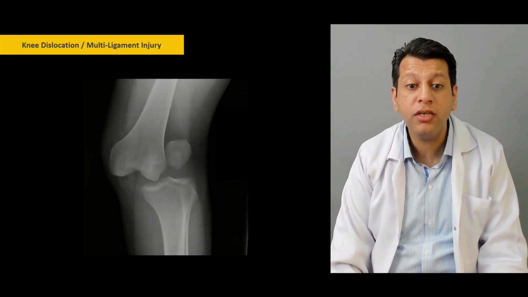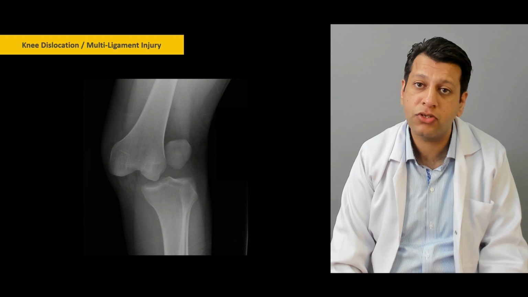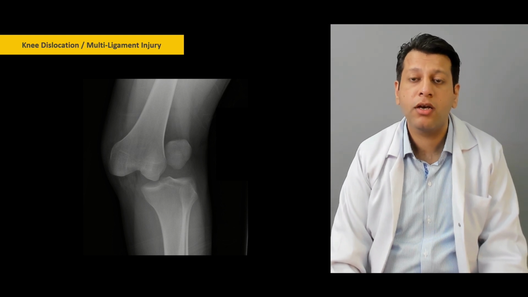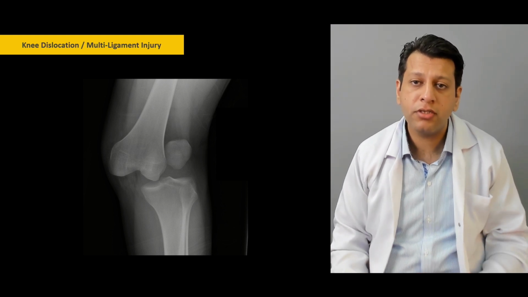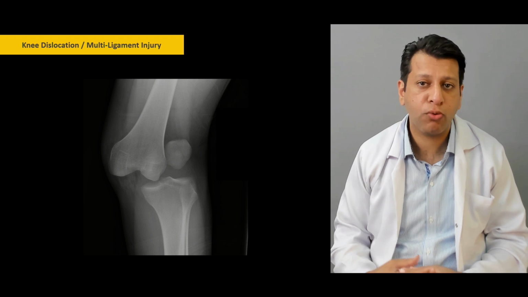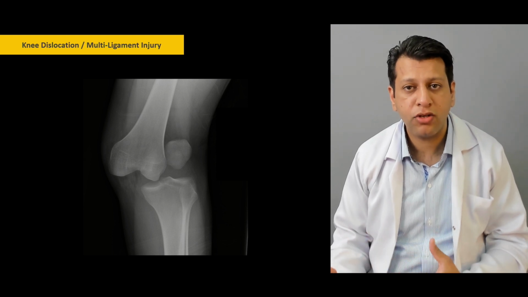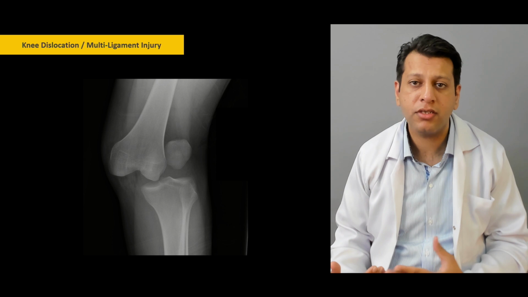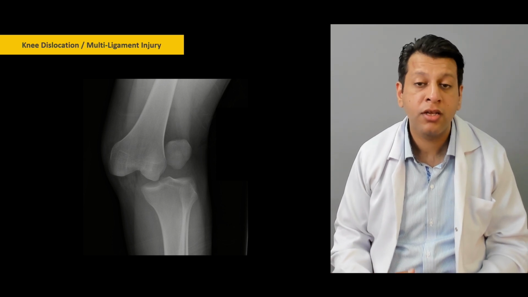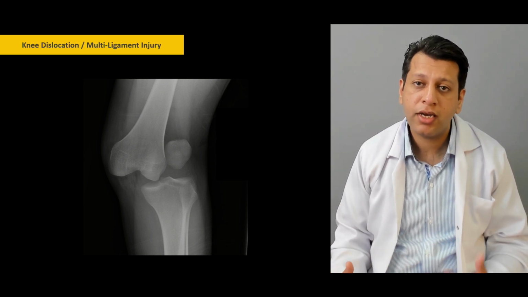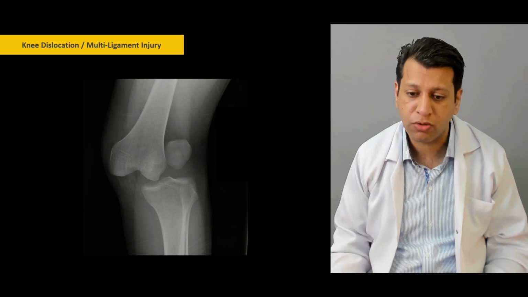Now coming to the knee dislocation and multi-ligamentous injury. Usually, even the isolated ACL, PCL is easy to manage. Even in the case of sports, there's always either anterior medial complex injuries or lateral complex injuries as well. But if it's a massive trauma or high energy trauma, this leads to knee dislocation.